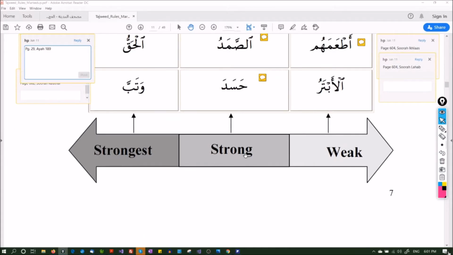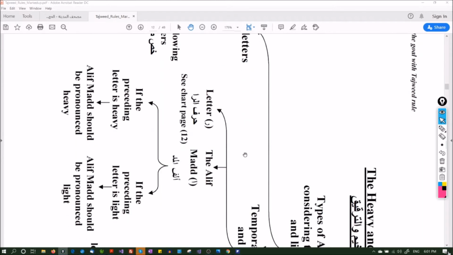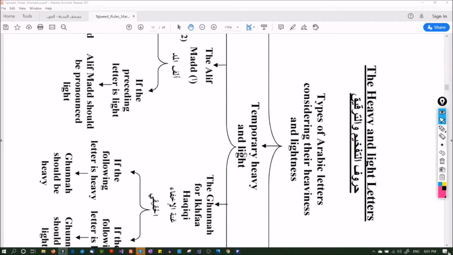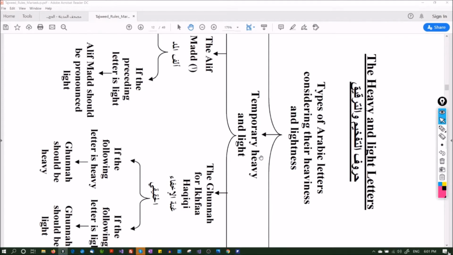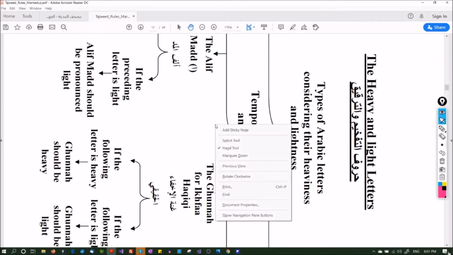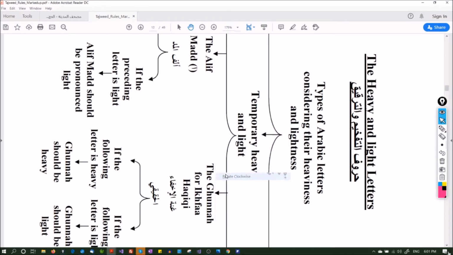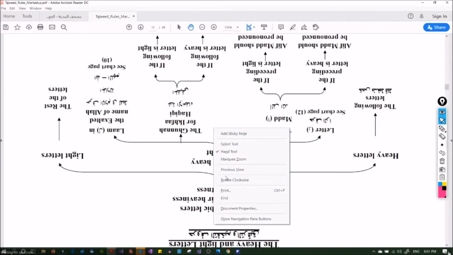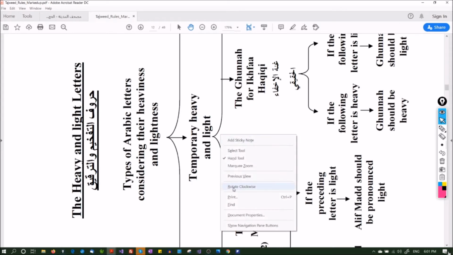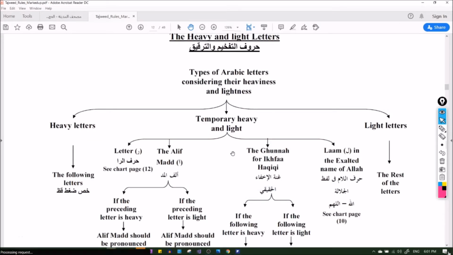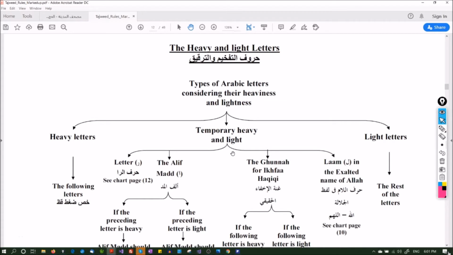All right, now let's move on to the next page. The next page is like a chart, and we are actually moving into the next topic, heavy and light letters. I'm going to rotate this. I'm going to rotate it because it's going clockwise, so I have to do it 3 times. Okay, here we go. So if you can see the chart now. So this chart represents the heavy and light letters.